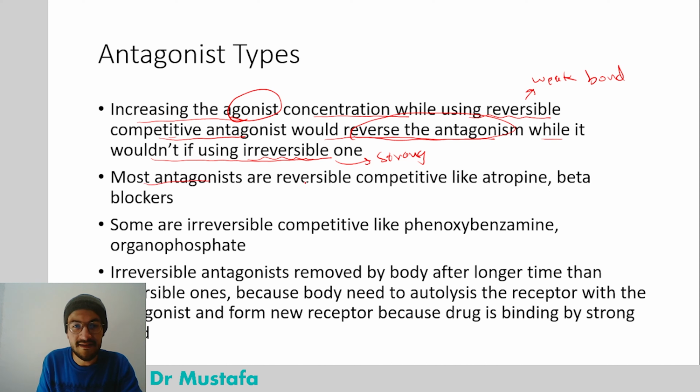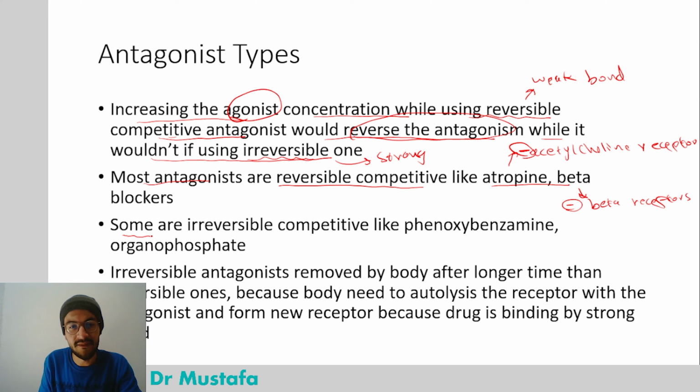Now most antagonists are reversible competitive, like atropine, which is a reversible competitive antagonist of the acetylcholine receptor, and the beta blockers, which are reversible competitive antagonists of the beta adrenergic receptors.